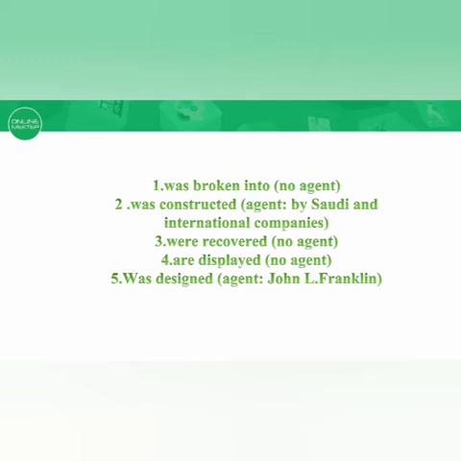Suggested answer: we can omit the agent when the agent is unimportant, obvious, or unknown. For example, we don't know who broke into the National Watch and Clock Museum.